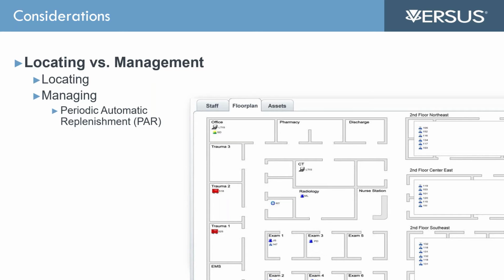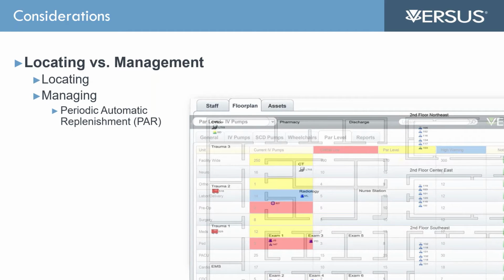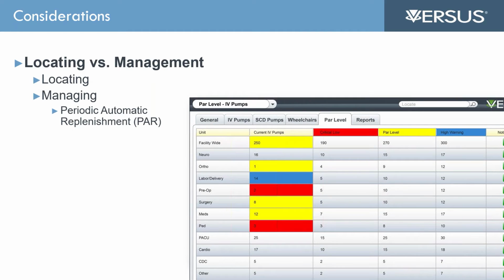Staff saw the value of understanding how important finding something efficiently really is, how that technology could provide that valuable information of location. Now, managing assets, I think, takes all that really good stuff, for lack of better terminology, and leverages it and adds another layer or two or three on top of that. And one of the ways that we can do that is through periodic automatic replenishment. Can we take an item like an IV pump?